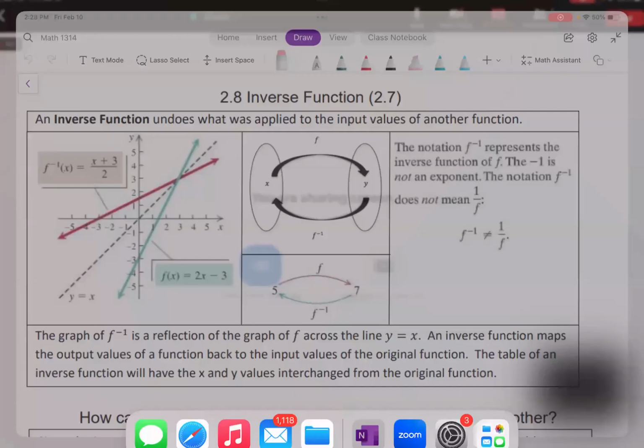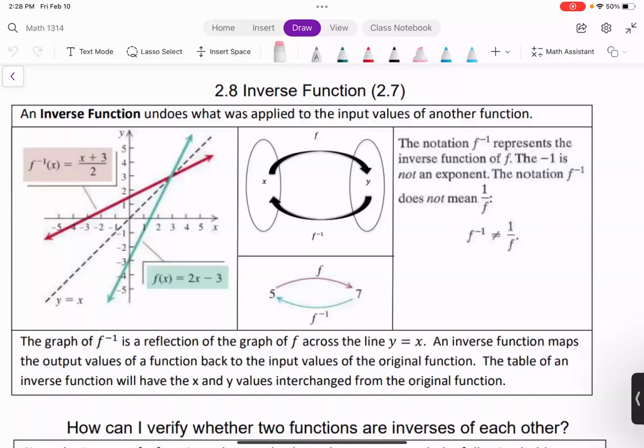In this video, we are learning 2.8 inverse function. An inverse function undoes what was applied to the input value of another function. What is the meaning of that?